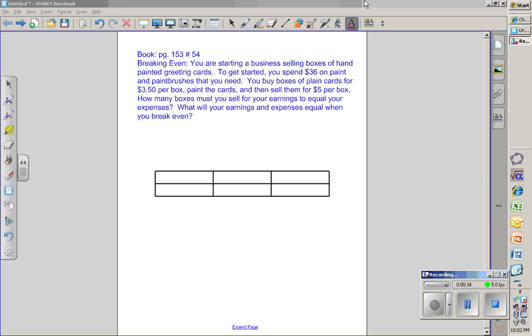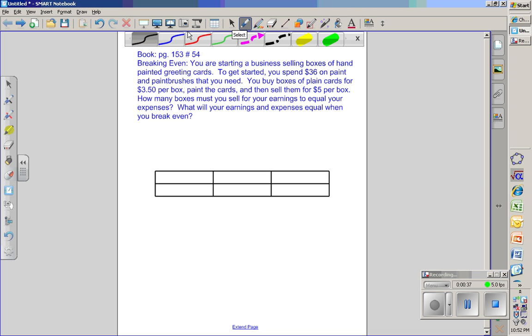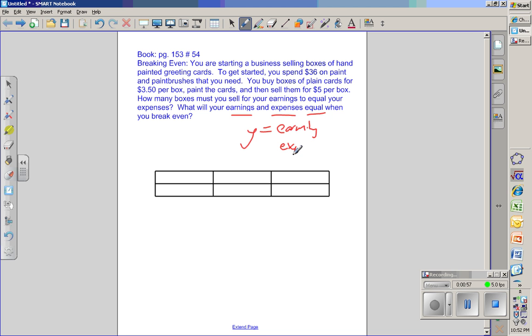So, my goal is to find out when my earnings and my expenses break even. The nice thing about this problem is that my earnings and my expenses have to be equal. So I'm going to let y be equal to my earnings and my expenses because they're equal. The other thing is I need to know how many boxes I'm going to sell. So x is going to be how many boxes.